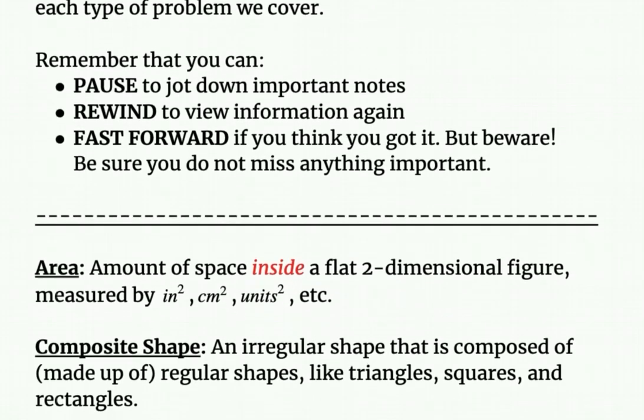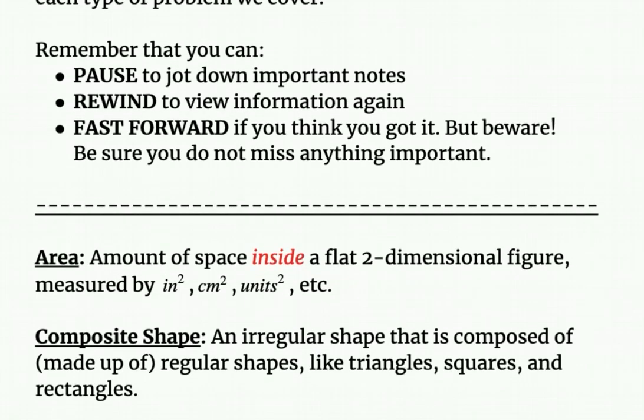A composite shape is going to be a fancy name for an irregular shape. So composite has the word compose, meaning that this irregular shape is composed of or made up of regular shapes like triangles, squares, and rectangles. So it's kind of like if you were adding up different regular shapes.